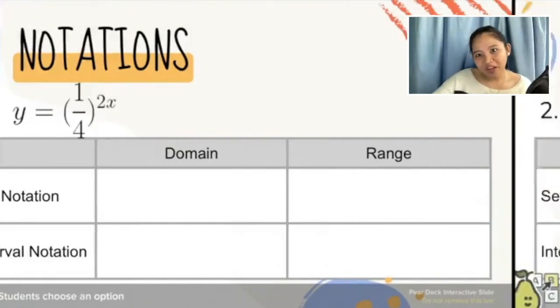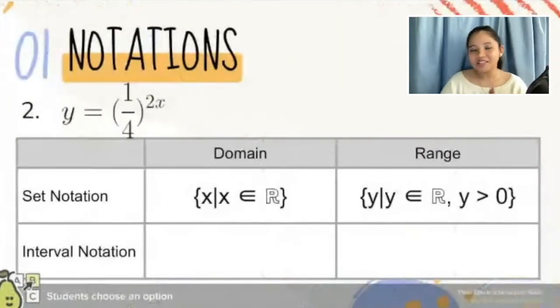Time's up. The correct answer is to write it down as x such that x is an element of real numbers, and range y such that y is an element of real numbers, again limiting your y to be greater than 0. Again, it's because we cannot put any value for x in our exponential function that would give us a value of y that is 0 or lower than 0.